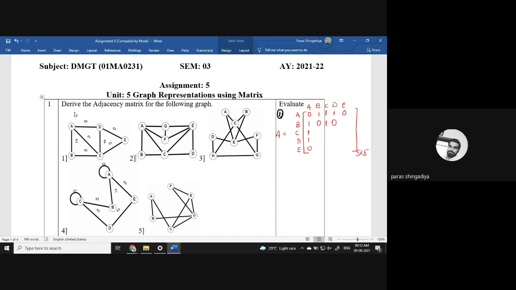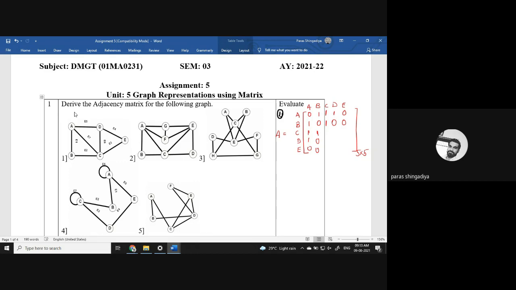And similarly for B to E, there is no adjacent relation between B and E, so it is 0. Now this second row will be mapped to the second column. So it is 1 0 1 0 0. That will be the same always.